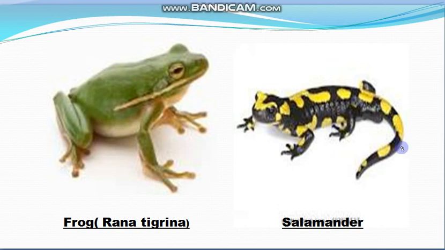So this is a frog, and its zoological name is Rana tigrina, and this is a salamander. So these are the examples of amphibians. So this is all about the amphibians and their characters.